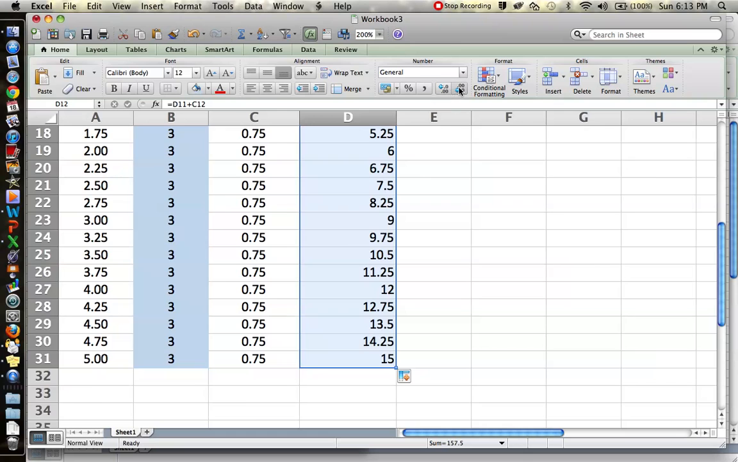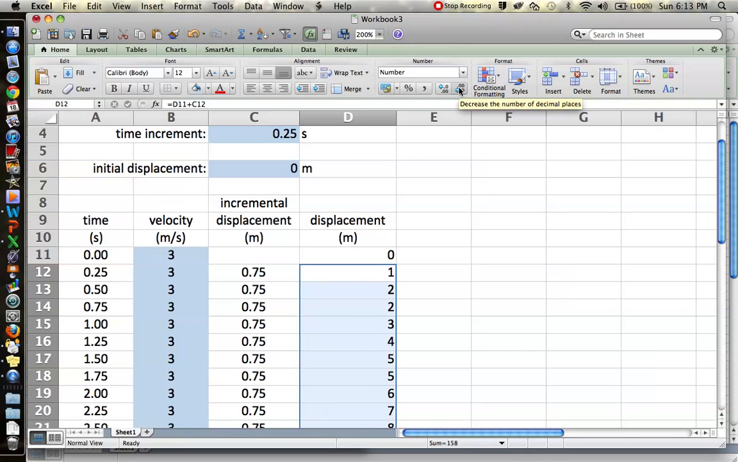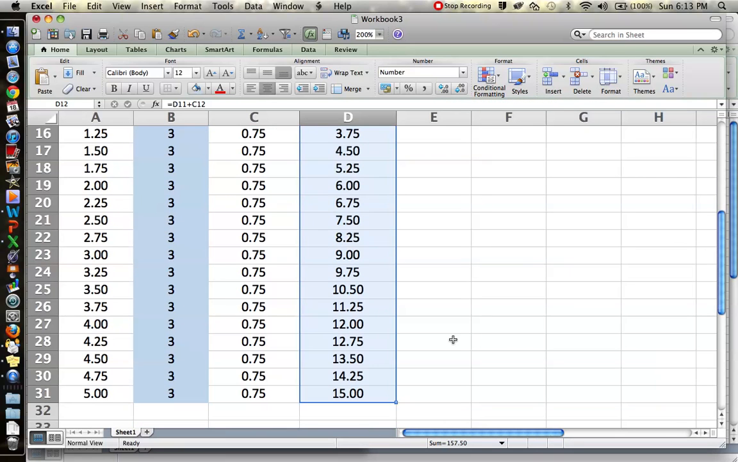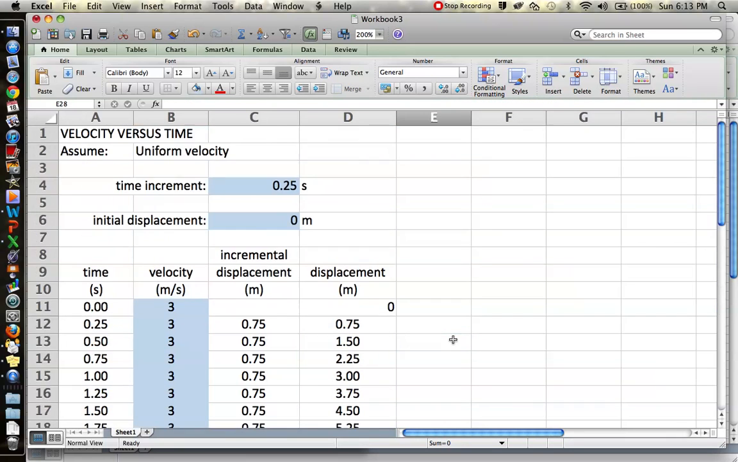Once again, let's tidy up the number of decimal places and centralize, and there's our columns filled in and our changeable cells being highlighted.